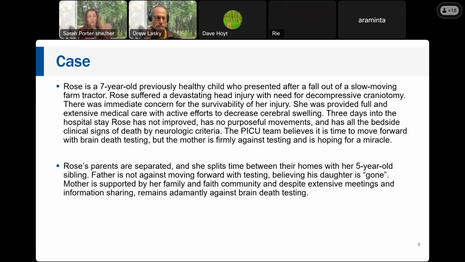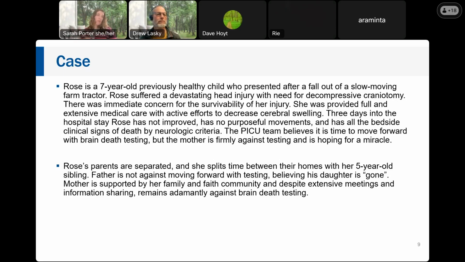The father, who is a kind of equal parent in this, shares custody, splits time, has said that he's fine with it. His experience of this situation is that his daughter's gone, and he is not in a place where he needs to delay testing or anything else. He's ready to move forward.